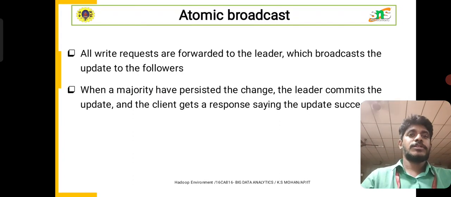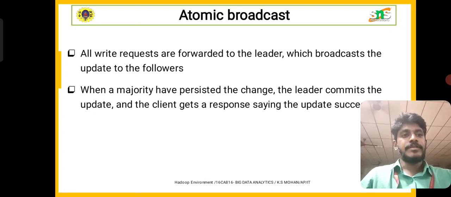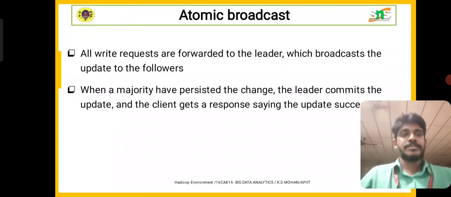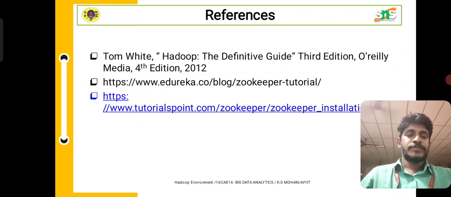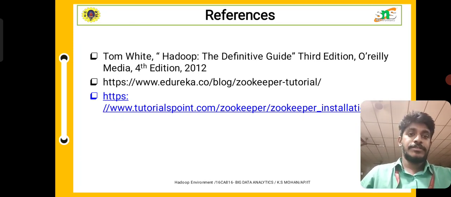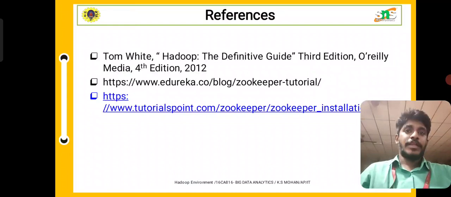Then atomic broadcast: all write requests are forwarded to the leader, which broadcasts the update to followers. When a majority has persisted the change, the leader commits the update and the client gets a response saying the update succeeded. So these are the few things we have discussed here about the Apache ZooKeeper tool used for big data analytics. We have learned about the Apache ZooKeeper tool, how it is used, what its characteristics are, and what operations are behind it. This is about this lecture series. Thank you for watching. Thank you.